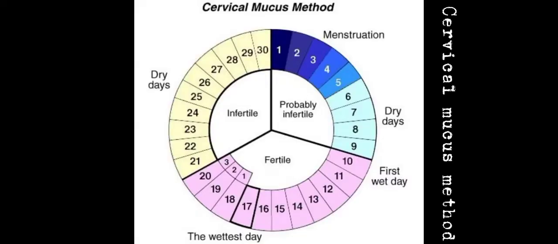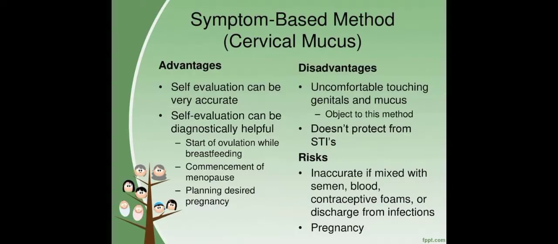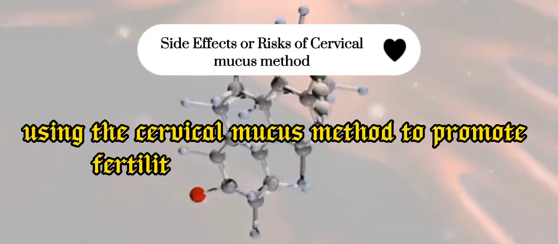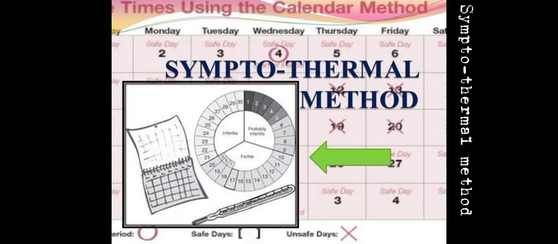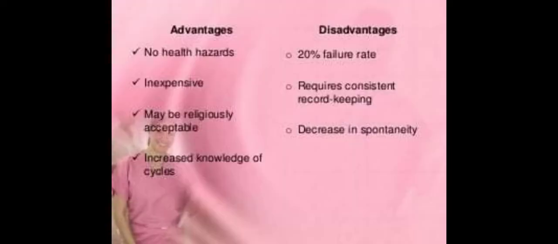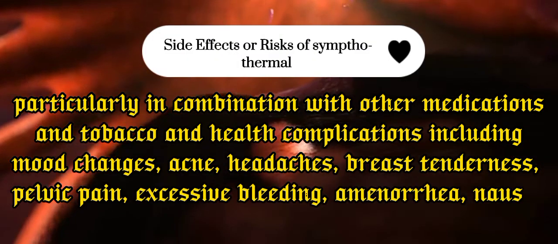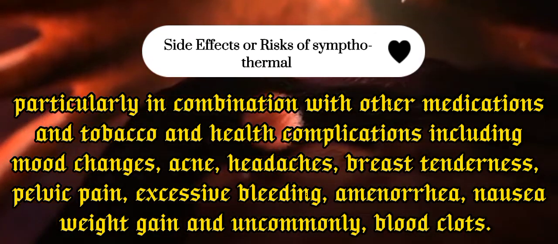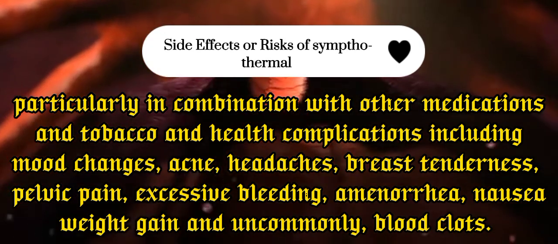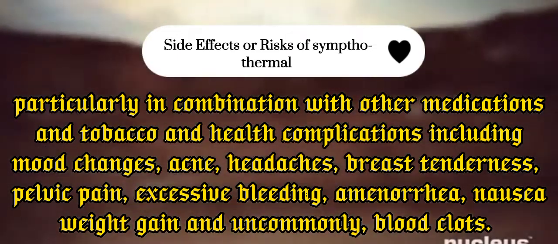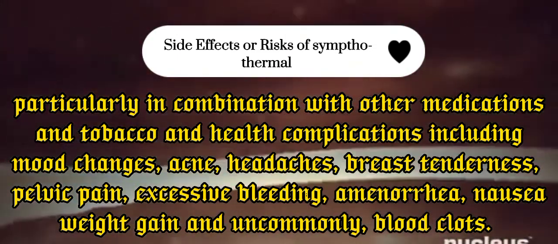Cervical mucus method. Using the cervical mucus method to promote fertility doesn't pose any risks. Symptothermal method. Particularly in combination with other medications and tobacco, and health complications including mood changes, acne, headaches, breast tenderness, pelvic pain, excessive bleeding, amenorrhea, nausea, weight gain and, uncommonly, blood clots.